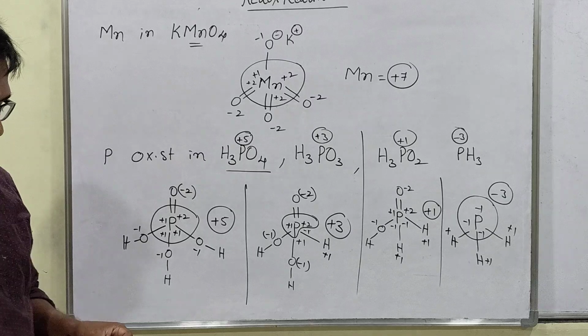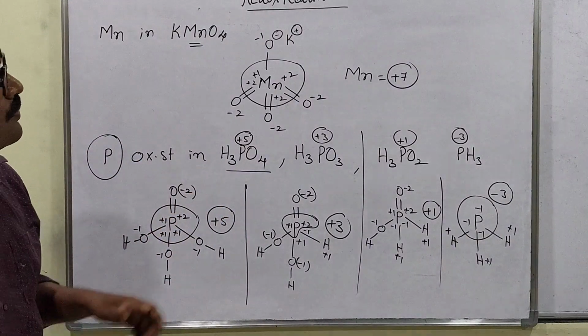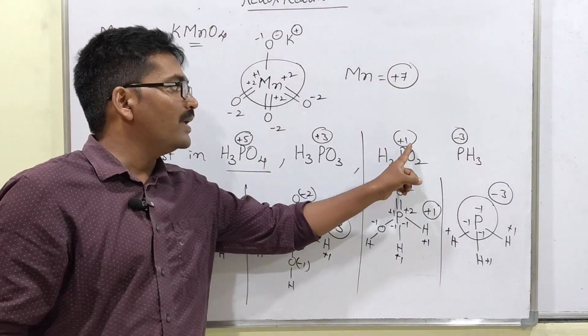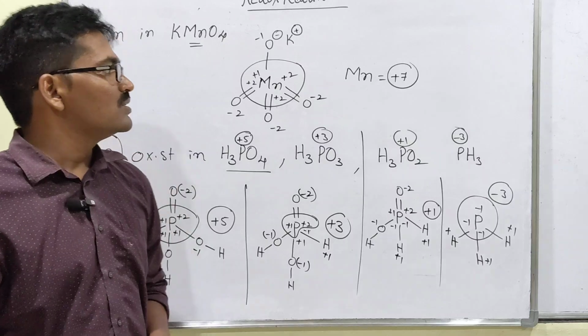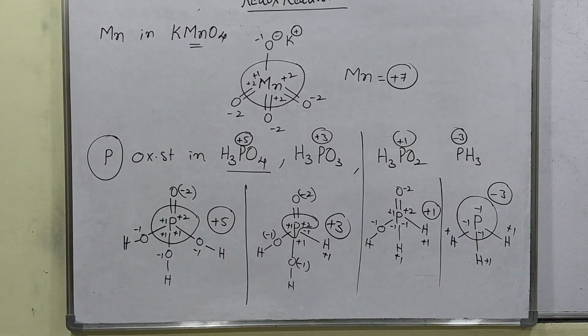So look, my dear students, phosphorus can exhibit different oxidation states like this: +5, then +3, then +1 and -3. So like this. Note it all of you. Then we'll see some more questions.